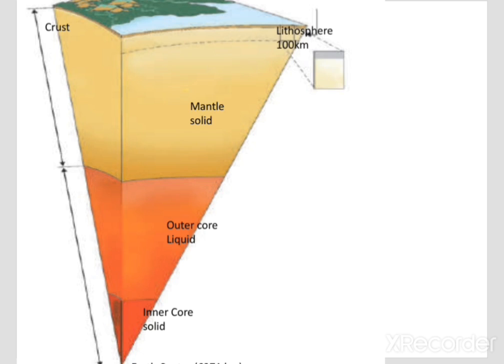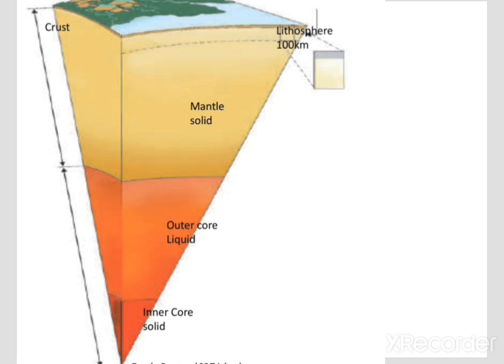Then core. In the core, there are outer core and inner core. Now tell me, outer core is in which state? Very good. Liquid state. And inner core is in which state? Very nice. Solid state. And our earth center is located where? Our earth center is located at 6371 kilometer.